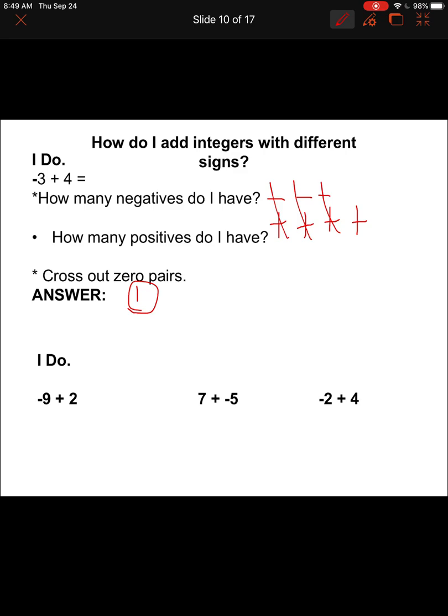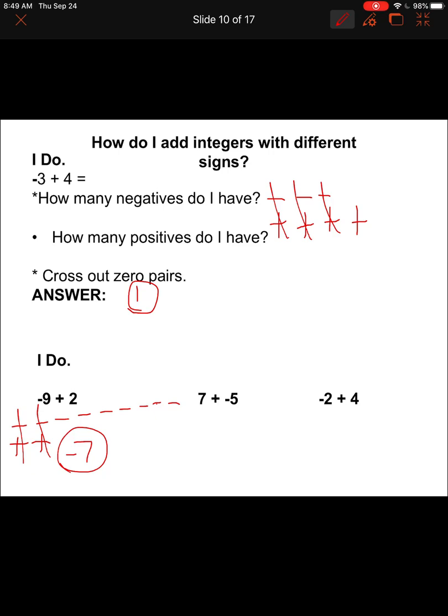Okay, looking at the you-dos, we have negative 9 plus 2. So we have 9 negatives. 1, 2, 3, 4, 5, 6, 7, 8, 9. We have 2 positives. 9 negatives and 2 positives. Then we are going to cross out our 0 pairs. And we are left with 7 negatives.